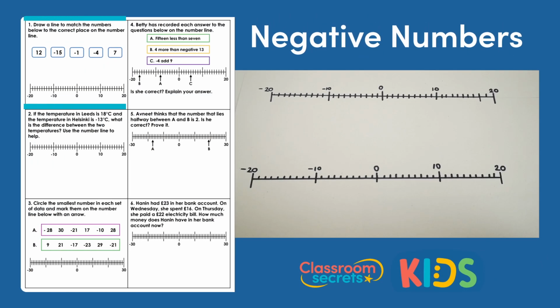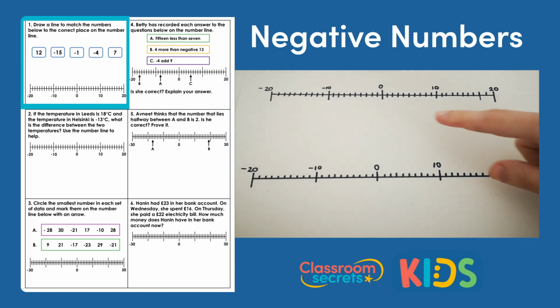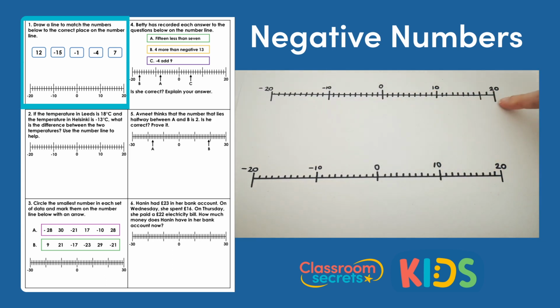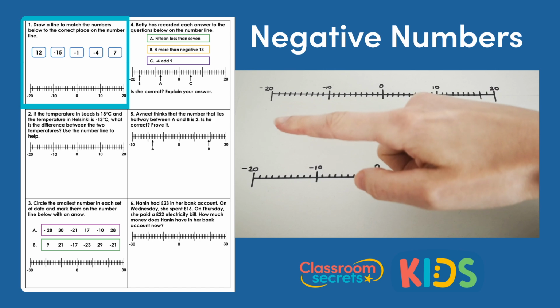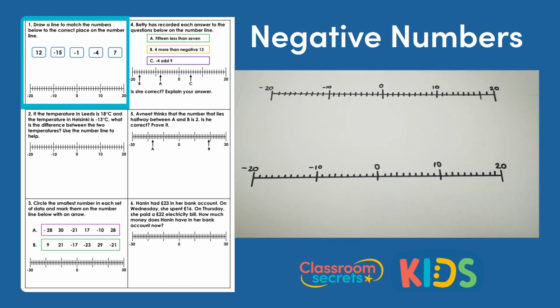Okay, so the first question says write the numbers below on the number line, and the numbers we've got are 12, negative 15, negative 1, negative 4 and 7. So if we look at our number line, we've been given lots of information here. We can see that it goes up to 10 and then to 20 and down to negative 10 and then to negative 20. So first thing we need to do is make sure that the increments are worth 1, or work out what the increments are worth if not.